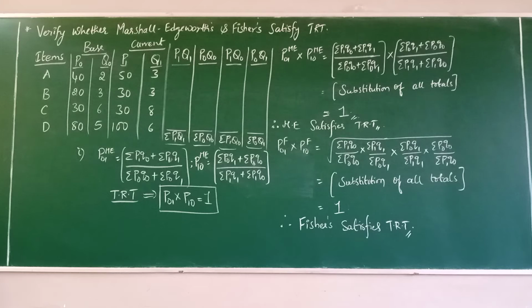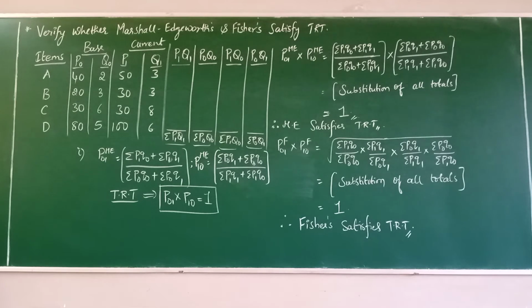And then P0Q1. P0Q1 means base price multiplied by current quantity: 40 into 3, 20 into 3, 30 into 8, 80 into 6. After calculating all these four, we need to find out the totals, because we have to substitute all these totals in the given formulae. Just see there, what is asked in the question? We have to satisfy Marshall-Edgeworth's as well as Fisher's in TRT, the time reversal test. So let us see that now.